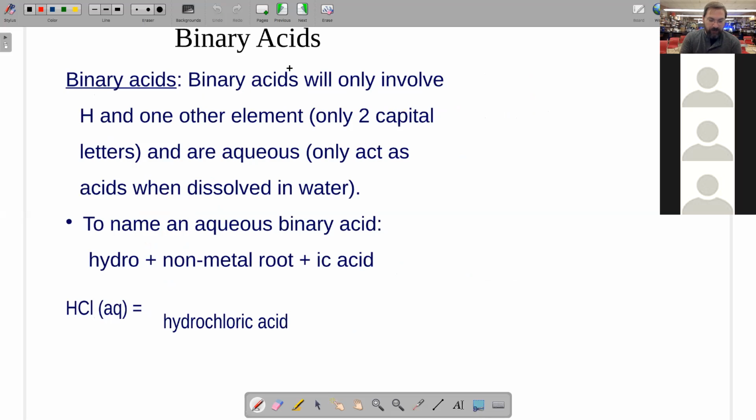So first off is binary acids. It's always hydrogen and one other element, and when it's dissolved in water, it becomes an aqueous solution. You name it as an acid. So how the naming scheme works is that for all binary acids, you use the word hydro, the root of the nonmetal, and then ic at the end. So how it works for hydrochloric acid in terms of nomenclature is this.